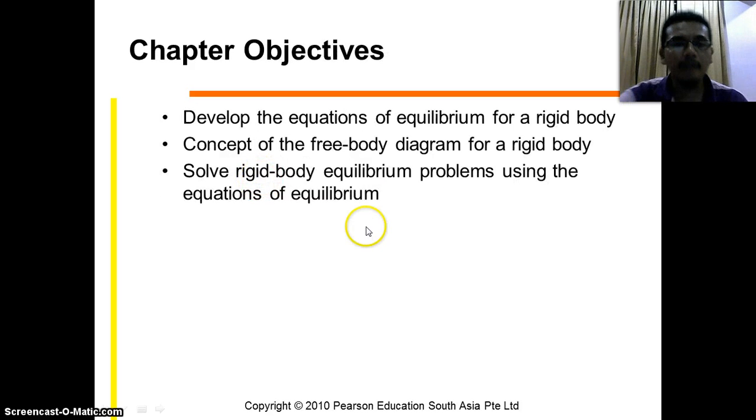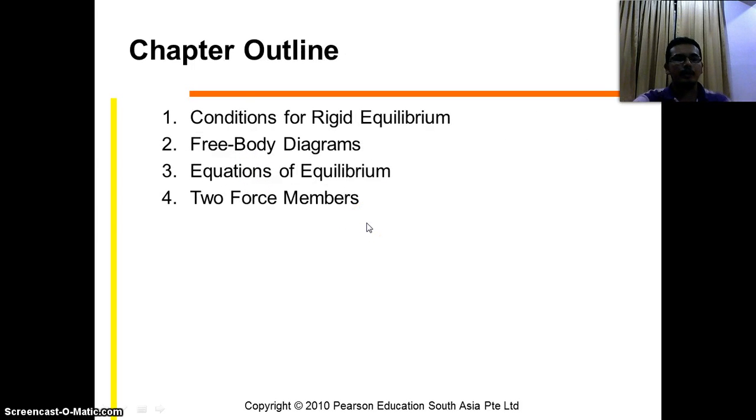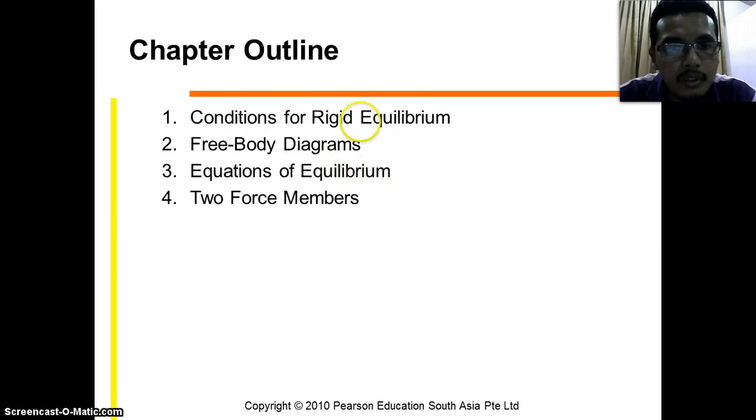So the outline for this chapter: basically we have four subtopics. Hopefully in this chapter we will make two videos, for the first session and second session. This is the final session. The first one is the condition for a rigid body, the second one is the free body diagram, the third is the equations of equilibrium, and the fourth is the two-force member.